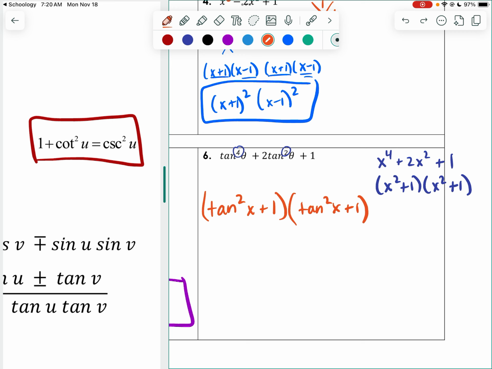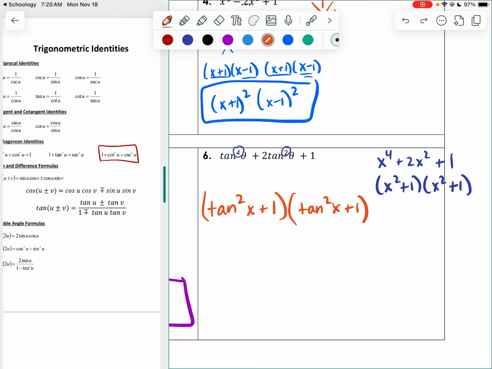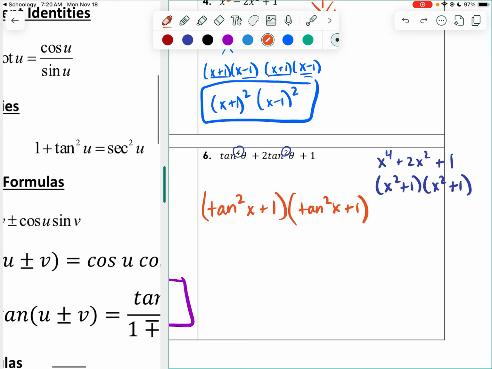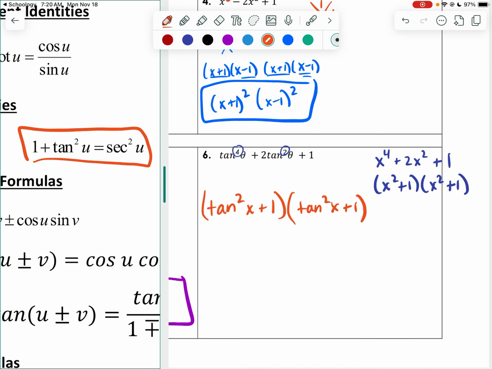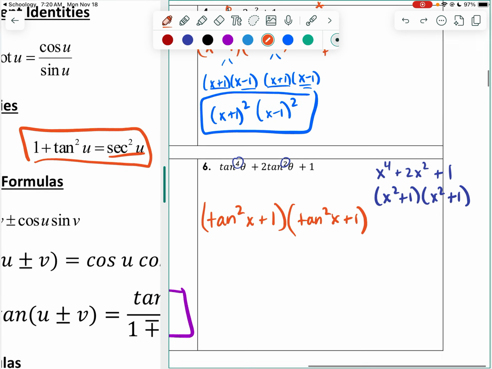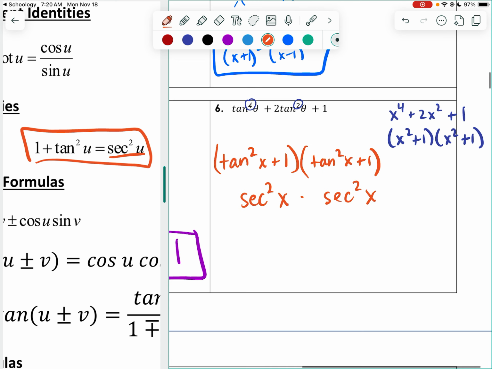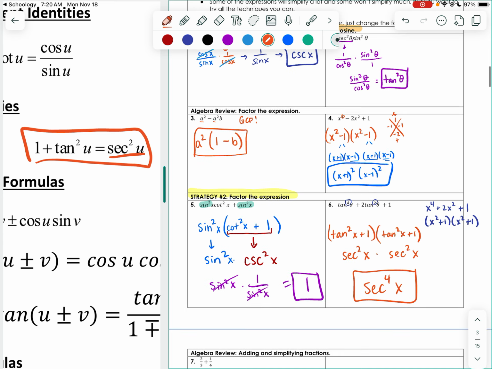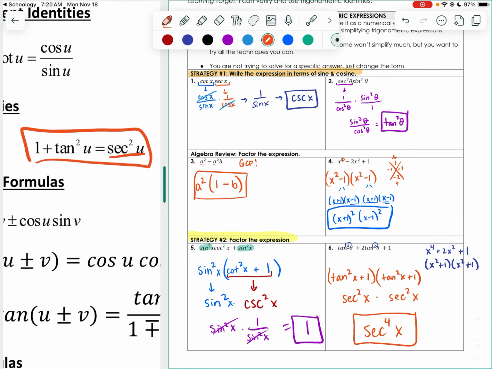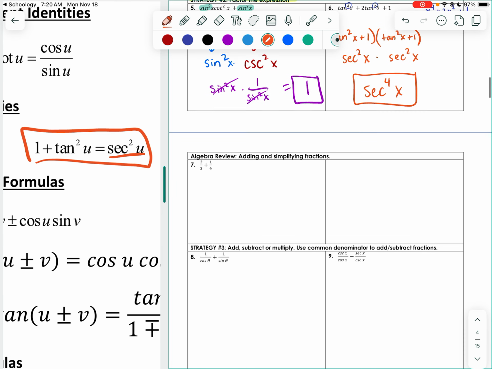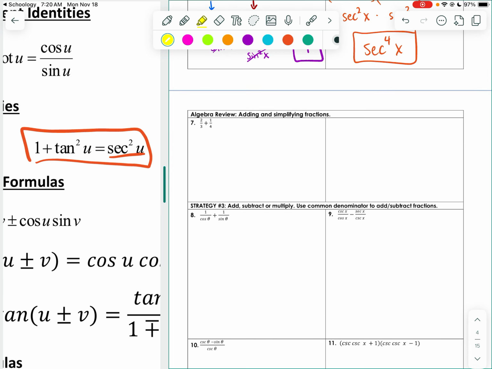So again, I see something with a plus 1. I'm going to go see if that's an identity. Tangent squared plus 1. Yep, that's right here. So tangent squared plus 1 just is secant squared. So that part becomes secant squared. This part becomes secant squared. So when you have something squared times something squared, this is actually just secant to the 4th. Okay? So break down to sines and cosines. Try to factor.